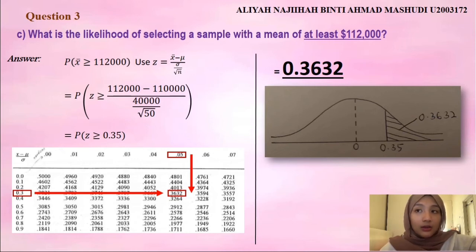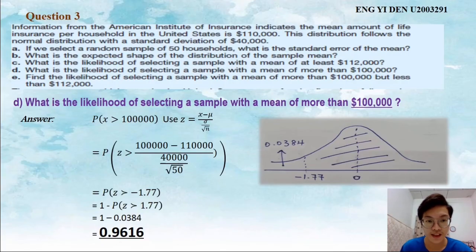And then we can use the appendix table to find the final answer, which is 0.3632. By using the value of 0.3632 and 0.35, we can now draw the graph. So let's move on to question 3D. The question is, what is the likelihood of selecting a sample with a mean of more than 100,000?